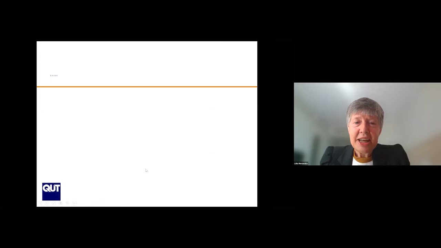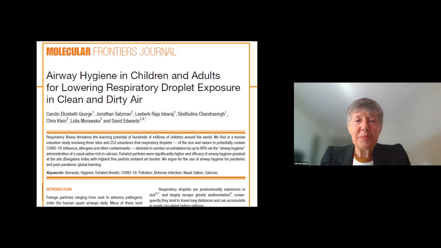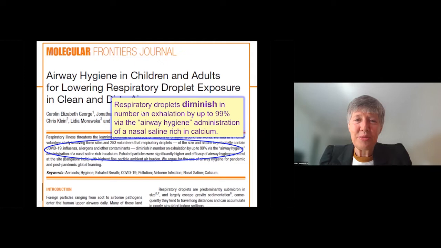Now, so what was the outcome of this? That was the study, the first study published on this topic. I highlighted the outcome, but I emphasize and stress it here. Respiratory droplets, what was measured, diminished in number on exhalation by up to 99% via the airway hygiene administration of nasal saline rich in calcium. That was quite amazing. We just couldn't believe that the impact was so high.